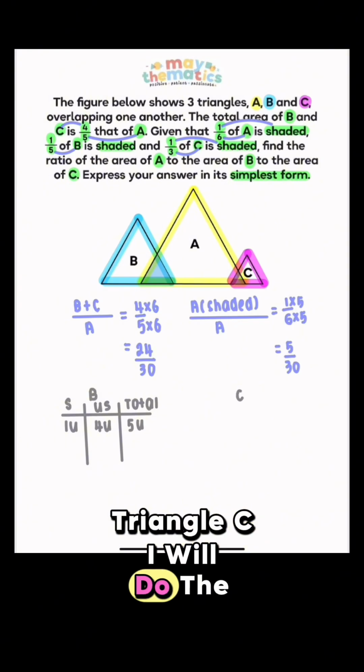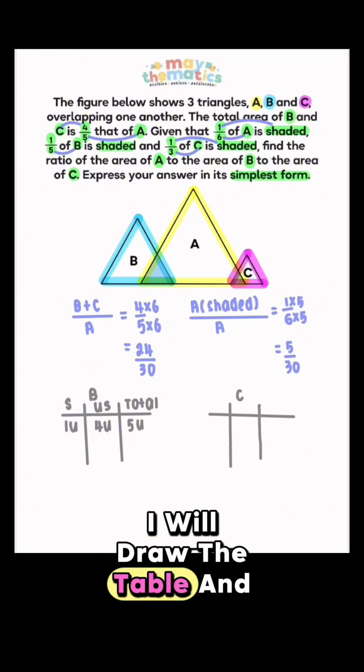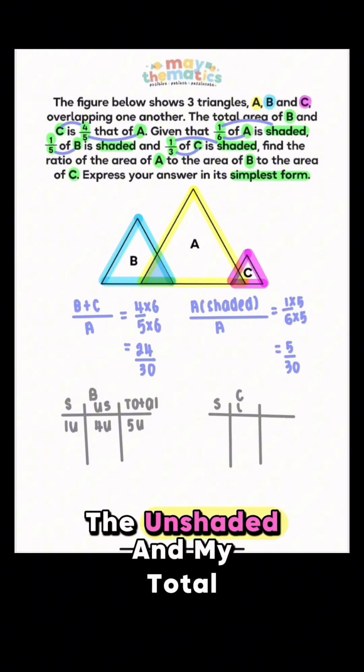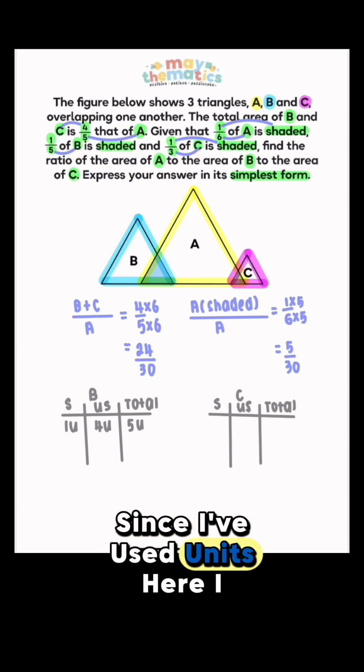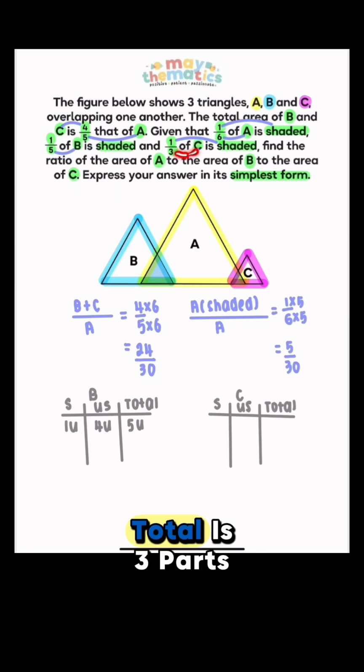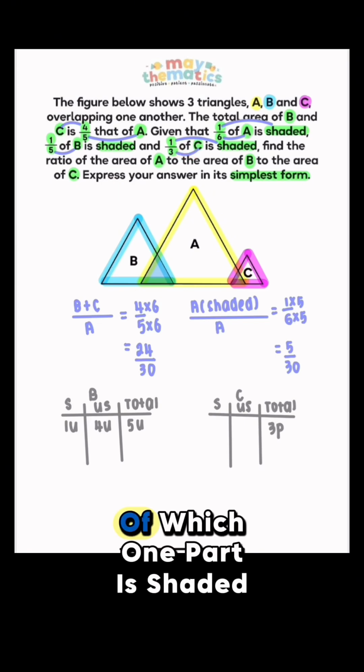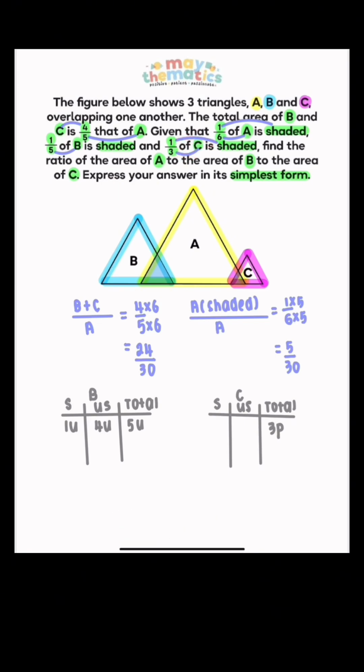For triangle C, I will do the same thing. I will draw the table and I will find out the shaded, the unshaded, and my total. Now, I'm going to use parts because B and C are different. Since I've used units here, I will use parts here. So over here, I know my total is 3 parts, of which 1 part is shaded. So 3 parts minus 1 part, we have unshaded is 2 parts.